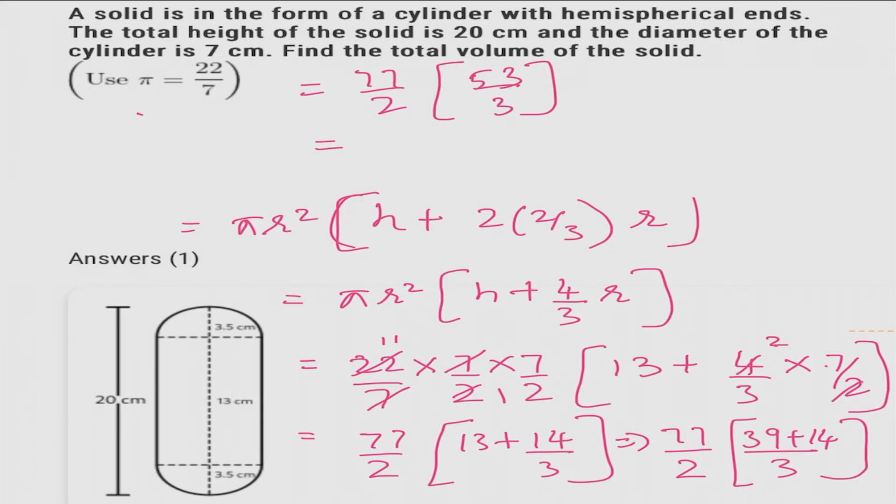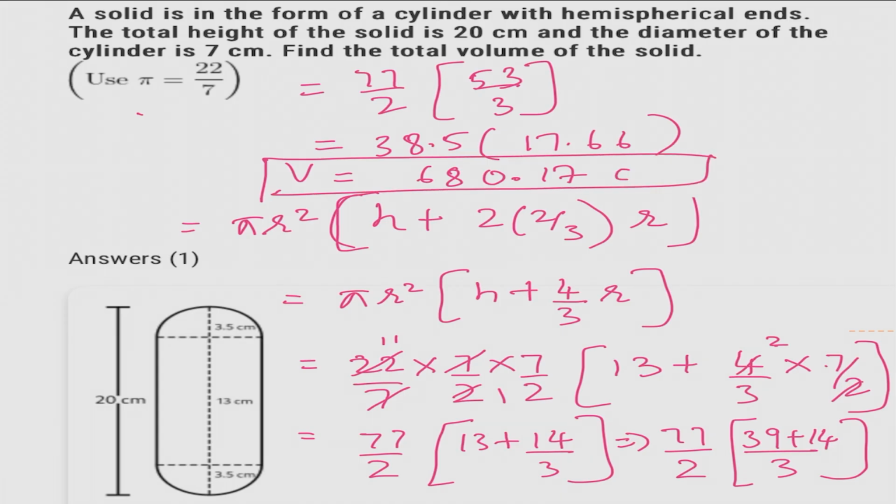In decimal form, 77 divided by 2 is 38.5 into 53 divided by 3 is 17.66. On multiplying both, we get it as 680.17. What is the unit for volume? It is centimeter cube. So this is the approximate volume of the solid.